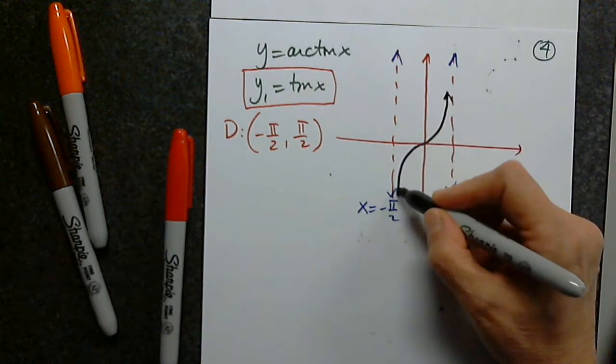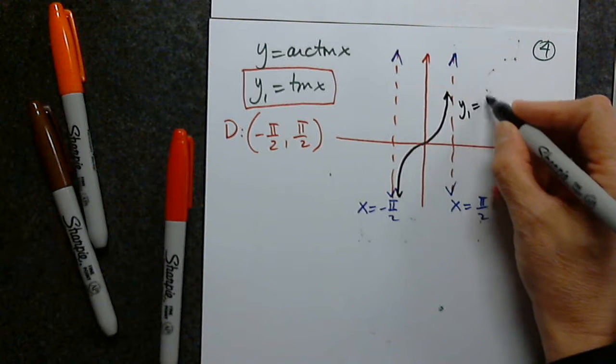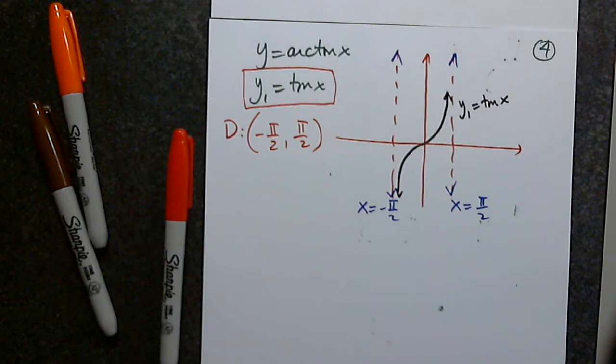Not to be confused with x cubed. So this is y1, tangent x. It looks like x cubed if you want to use comparison, but x cubed does not have vertical asymptotes. It's a polynomial function that exists everywhere. So x cubed will be something like this. And this one has vertical asymptotes.